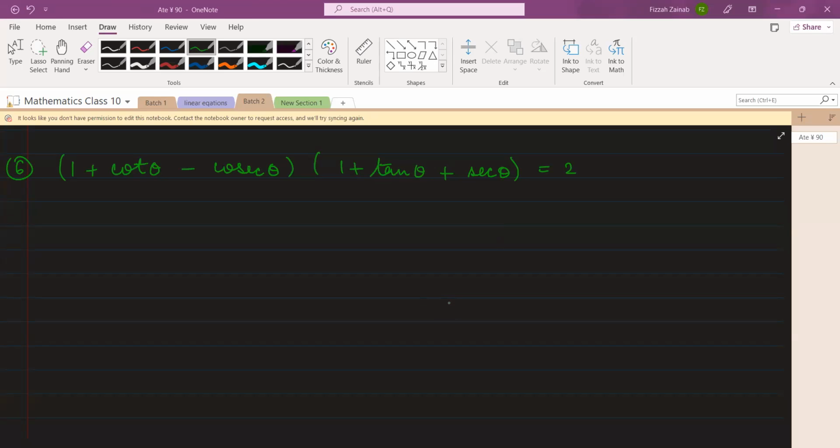Yes, Rida, are you able to solve? Eman? Yes, ma'am. Ma'am, should we write it in cosine form first? Yes, you have to change it and then you solve it.